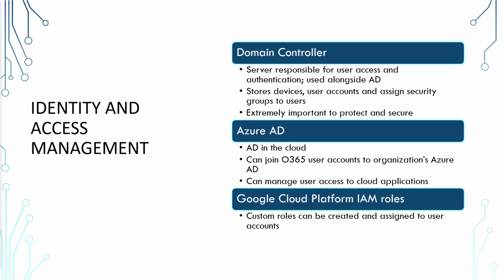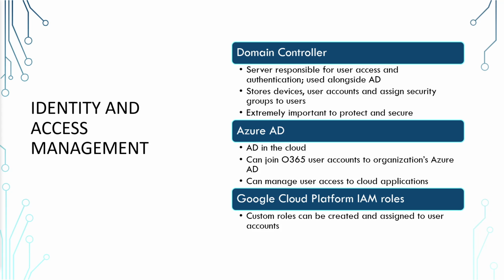Starting with your on-prem option, you have the classic domain controller. For anyone that does not know, the domain controller is the server that is responsible for user access as well as authentication and the different authentication processes within your environment. It's usually used alongside AD, or Active Directory, again, in a Windows environment. What Active Directory will do is store different computers or devices that you want to store in there. You can create user accounts and in there assign different security groups to those users, controlling their access right on-prem.